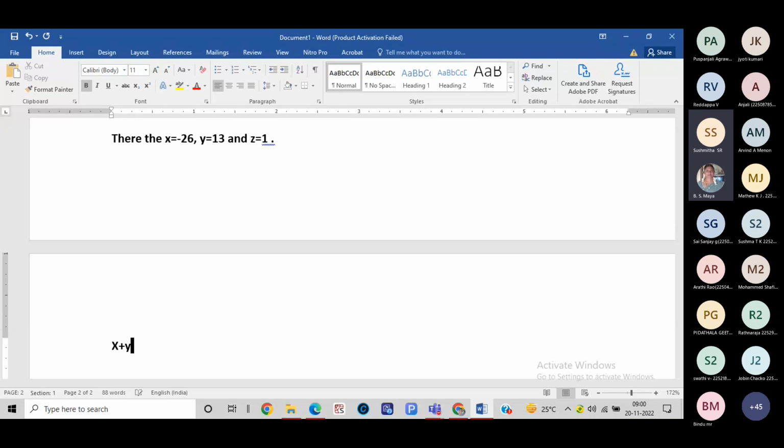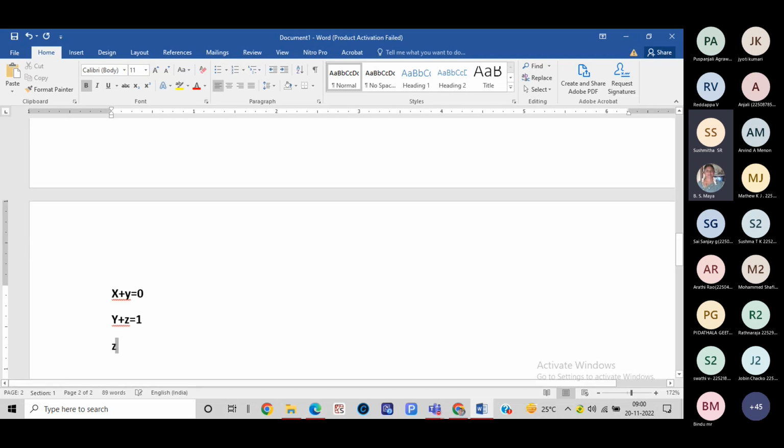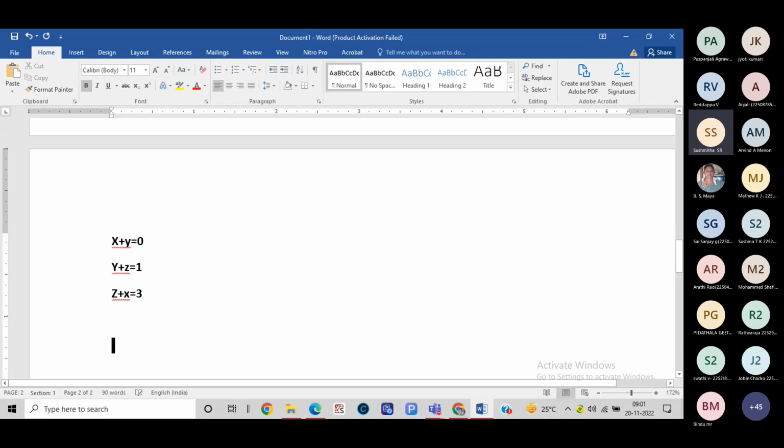X plus y is equal to 0. Y plus z is equal to 1. Z plus x is equal to 3. Okay. I should write the delta.